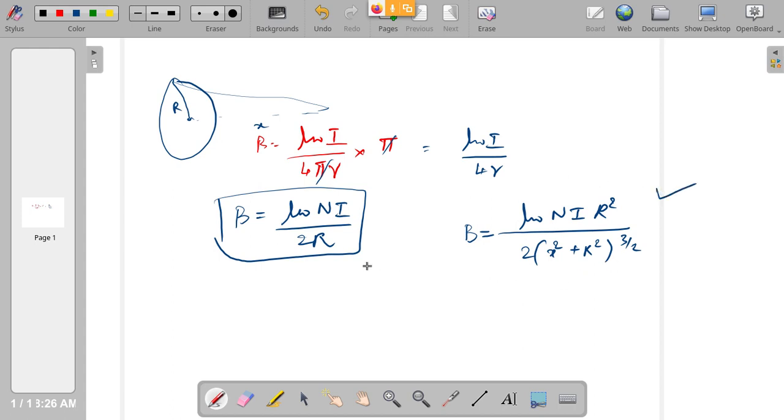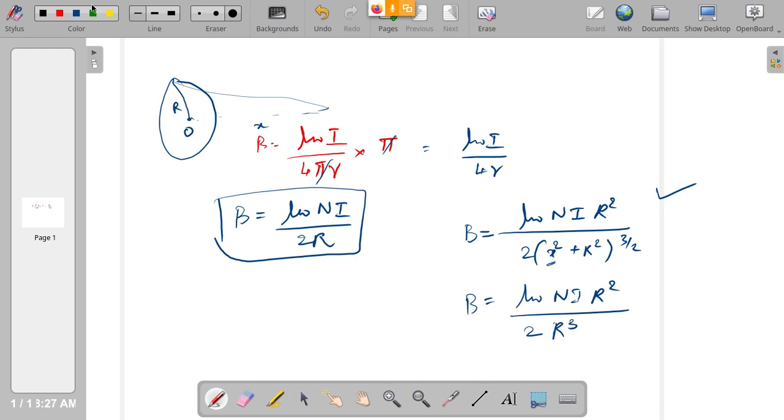Right. Now, what is given? Number of turns is given in this question. But at the center they are asking. That is, let us say point O here. Center. If it is O, x is 0. So you have to apply 0 here. So the formula will reduce to B is equal to mu naught N I capital R square divided by 2 into 0 square plus R square, which is R square. R square power 3 by 2 is R cube.